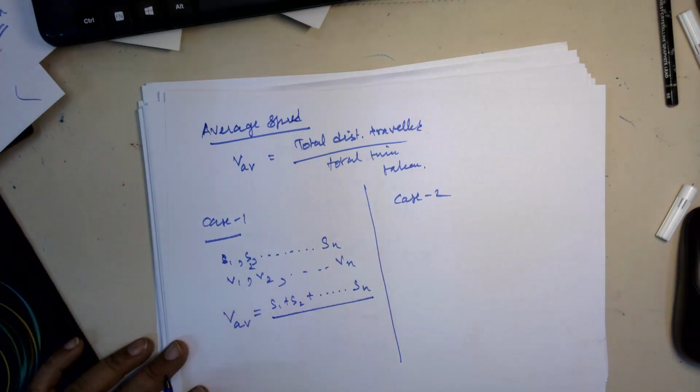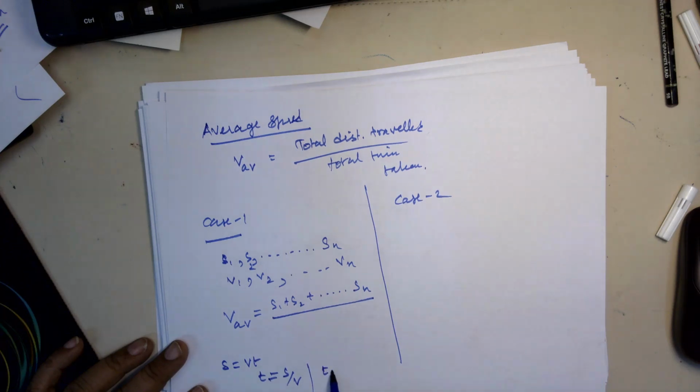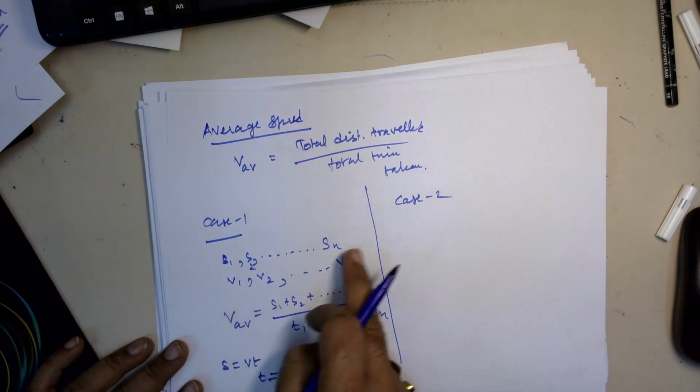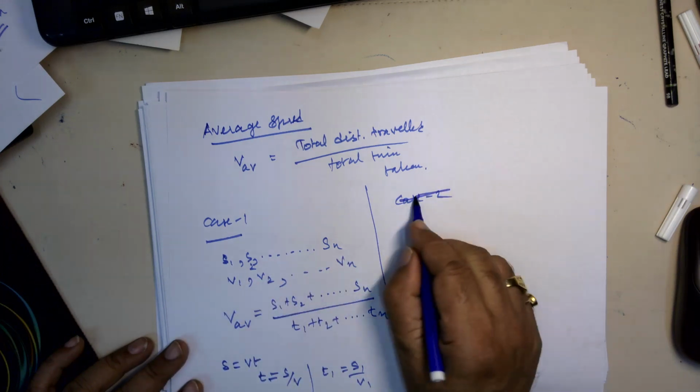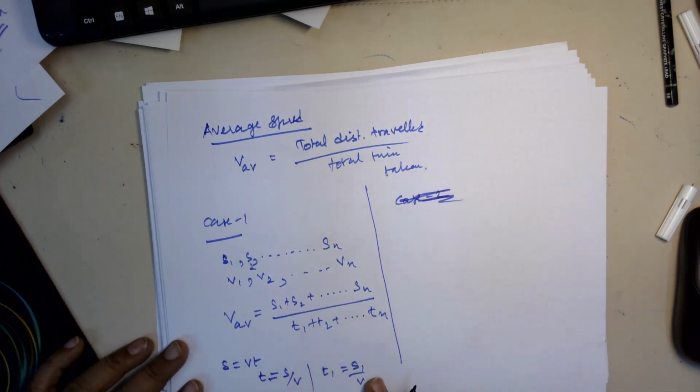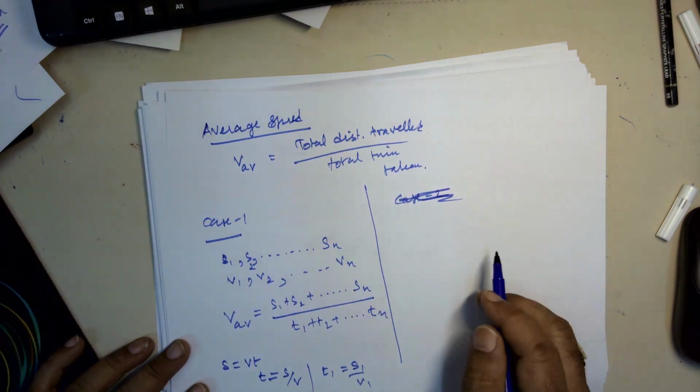T1, T2, but I have given only V1. So how can you relate? We know S is equal to Vt, right? And T is equal to S by V. So if we want to find out T1, which is nothing but S1 divided by V1. Got it? What is T2? S2 by V2. So actually you are supposed to add T1 plus T2 plus T3, etc. up to Tn. But we don't have the time factor here. So what can I do? I can substitute this time factor by S1 divided by V1 and so on.